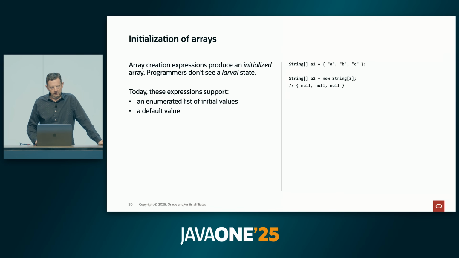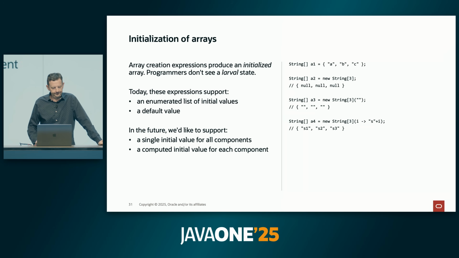So as a way to help address that, in the future we'd like to support things like give me a new string of length 3 and fill in all the strings with the empty string, if that's the starting place I want to have. Or let me compute for each entity, for each component. Let me give you a lambda that computes the things to fill in. So, got a fan, I like it.